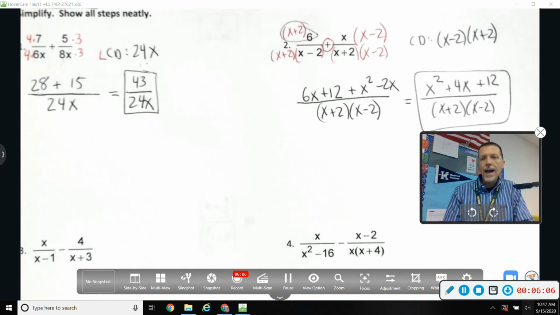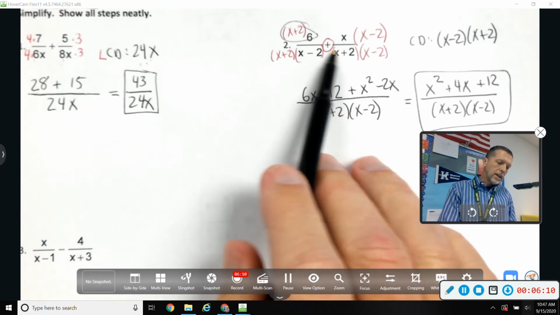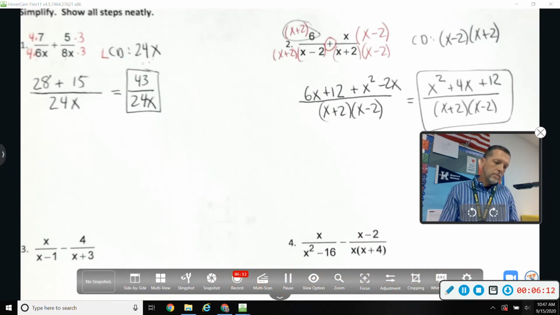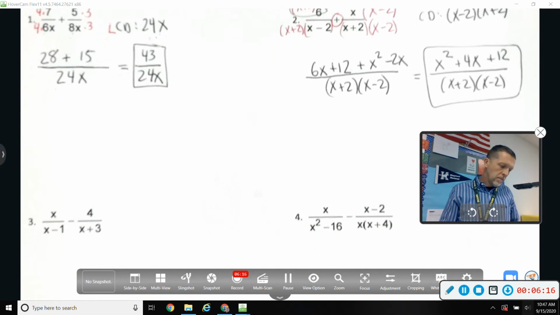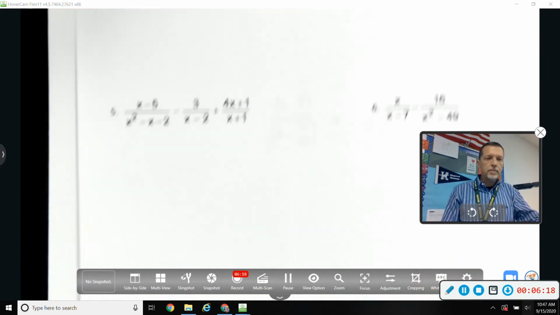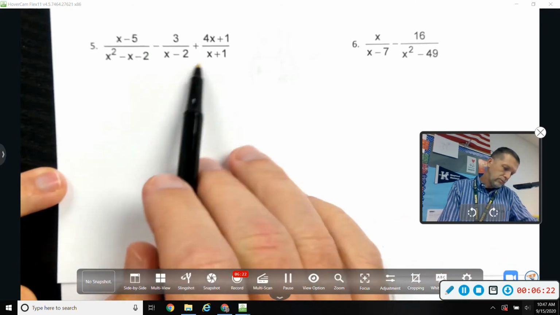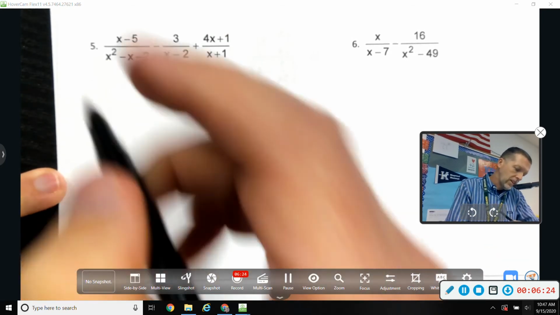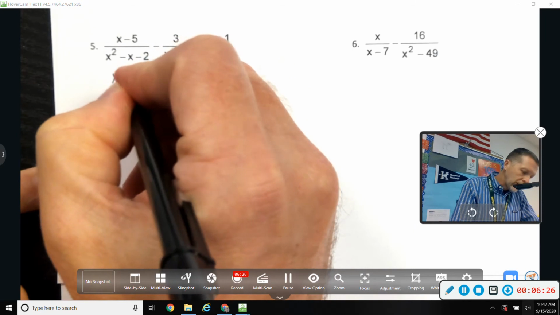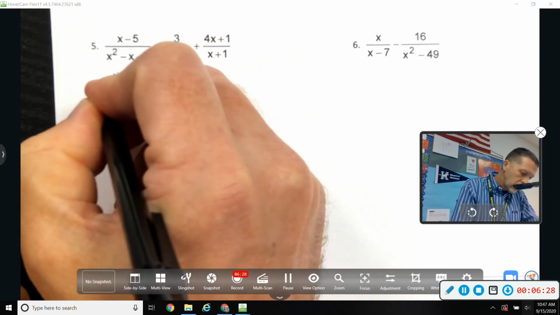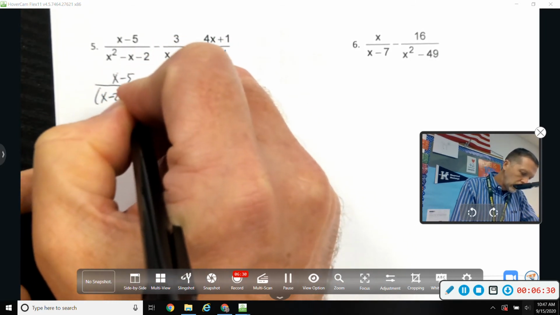Again, you're adding fractions. You've been doing this for years. Now we're just making it a little more complicated with some crazier denominators than we're used to. Skip down to number 5. Right, well, this one, we need to factor this guy first to see what the factors are down there. X minus 2 and x plus 1.